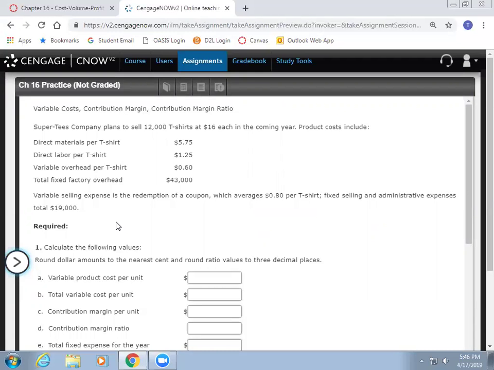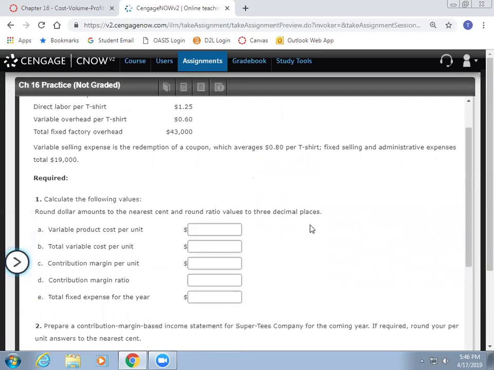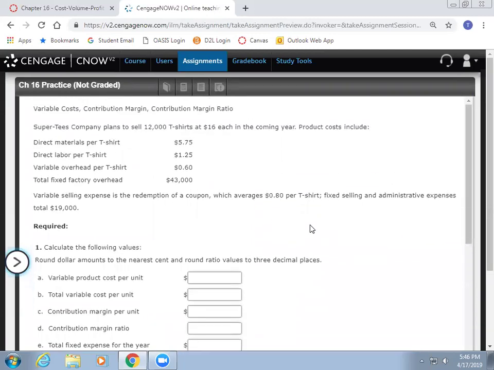And then we have variable overhead of 60 cents. Total fixed factory overhead is 43,000. Variable selling expense is the redemption of a coupon, which averages 80 cents per t-shirt, and fixed selling and administrative total 19,000. In this first one, we're really just categorizing different cost types. The first one's asking for variable product costs per unit. What three costs would be just variable product costs?